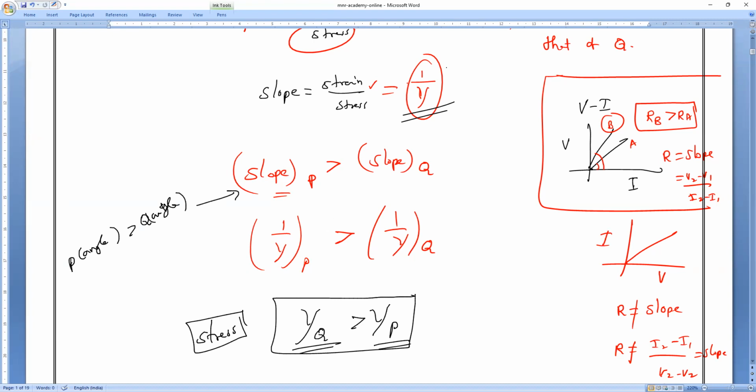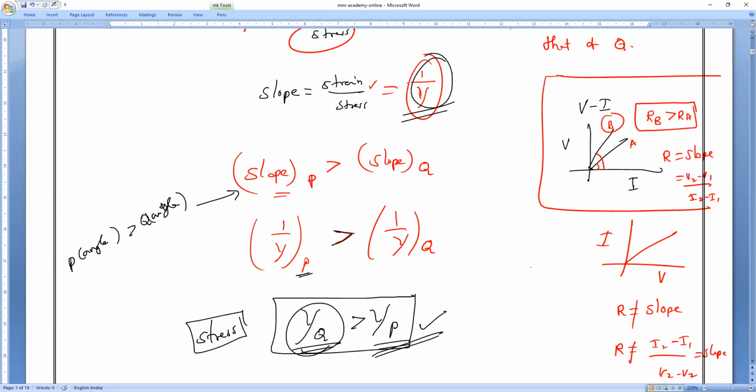But slope means what? 1 by Young's modulus. So 1 by Young's modulus of P is greater than 1 by Young's modulus of Q. If I do the reverse, then it will be entirely reverse. 1 by Young's modulus of P is greater, but opposite, Young's modulus of Q is greater than Young's modulus of P. So this is the result I concluded.